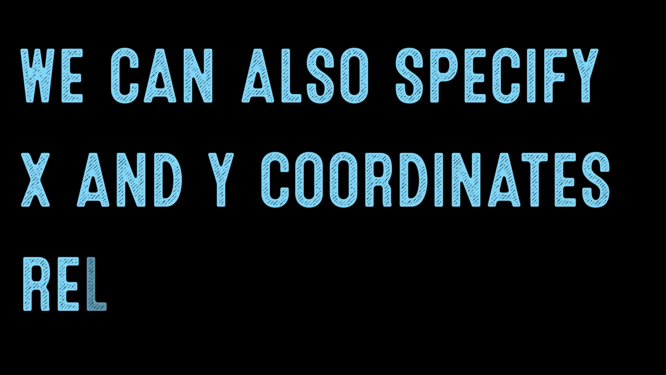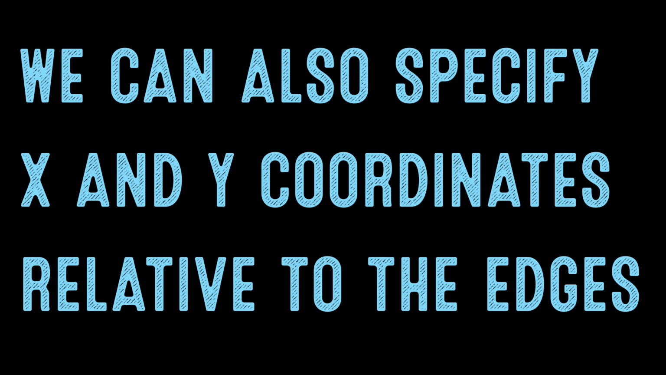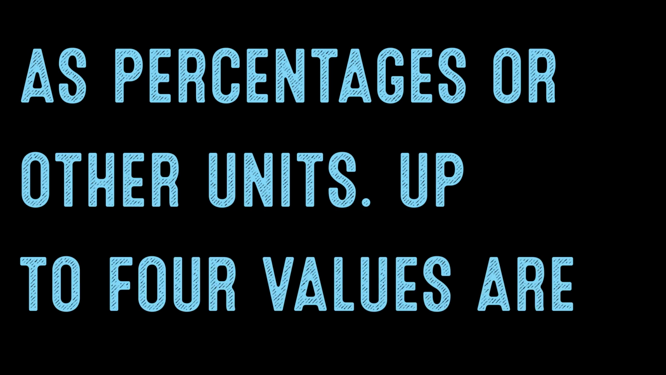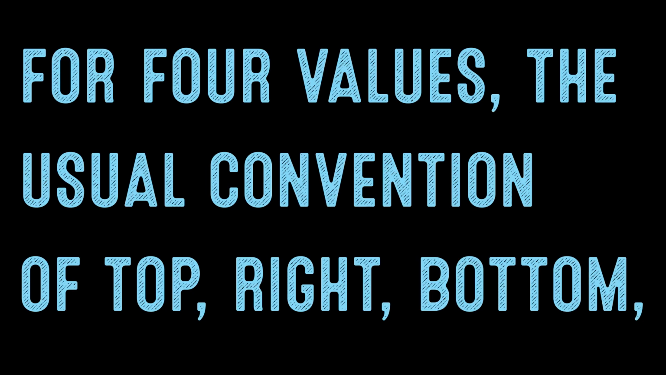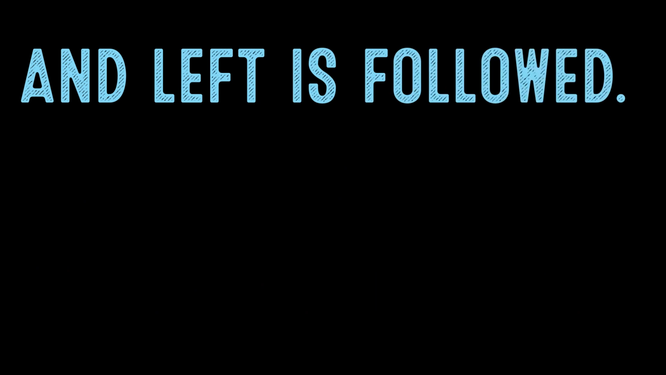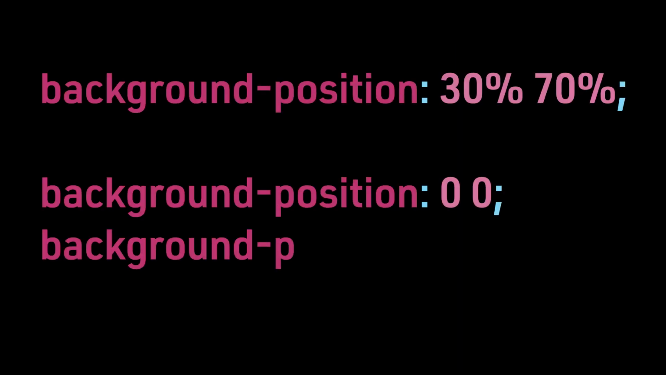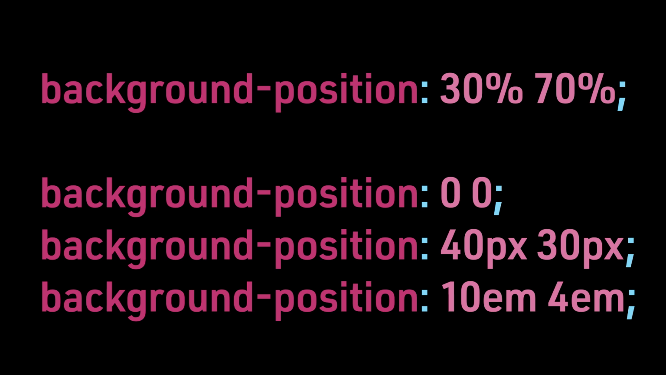We can also specify X and Y coordinates relative to the edges as percentages or other units. Up to 4 values are accepted. For 2 values, the first is the horizontal position and the second is the vertical position. For 4 values, the usual convention of top, right, bottom, and left is followed. background-position: 30% 70%, background-position: 0 0, background-position: 40px 30px, background-position: 10em 4em. We will look at each of these examples.